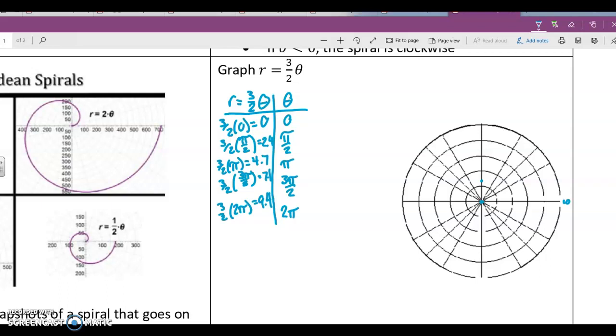Next, when we have pi, we're at 4.7, so just about here. At 3 pi over 2, our negative y-axis, we're at 7.1. 2, 4, 6, 7.1. And then finally at 2 pi, we're at 9.4. And then remember, these just have a spiral shape.